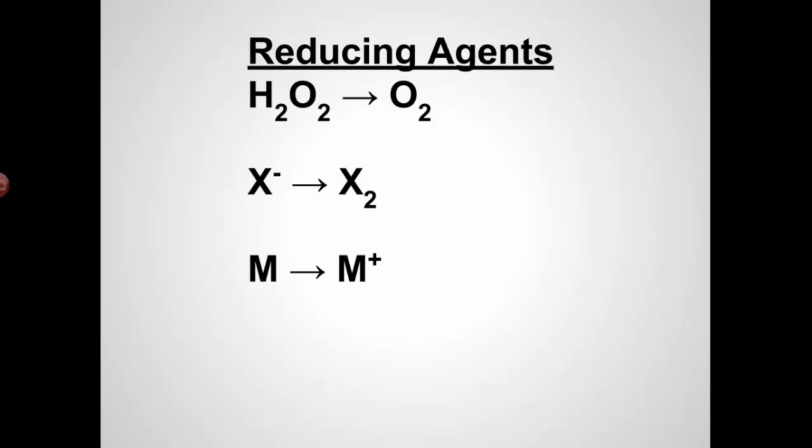Peroxide can act as both an oxidizing and a reducing agent. When it's a reducing agent, it is itself oxidized to oxygen, molecular oxygen. And so the oxygen in H2O2 in this case is going from a -1, because it's a peroxide, up to 0. So it's increasing, it's being oxidized. But it's going to cause something else to be reduced. Halide ions go to halogens, metals go to metal ions.